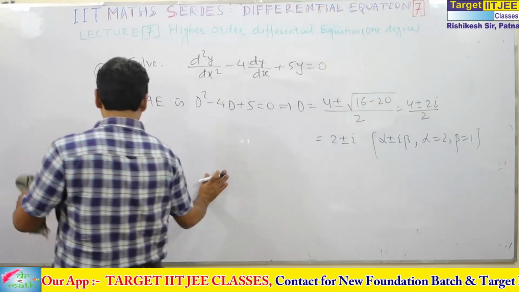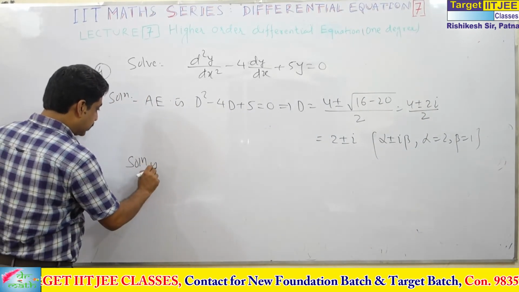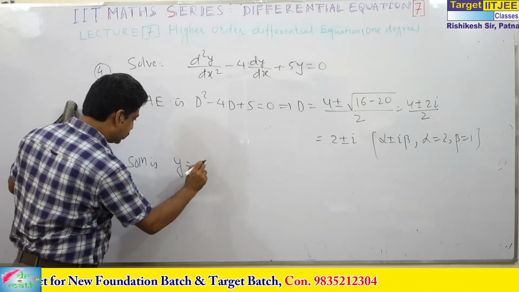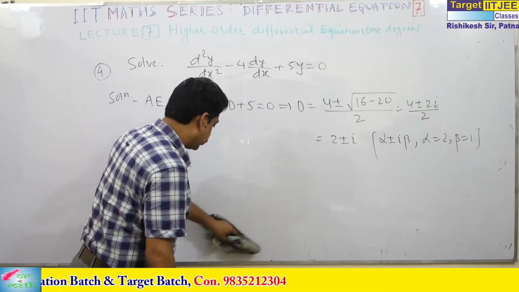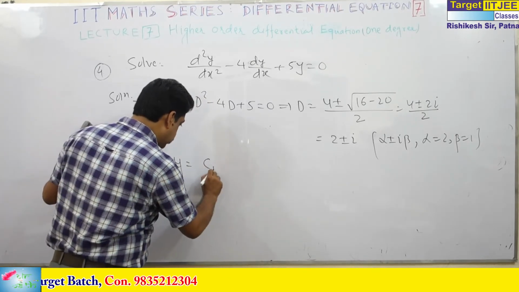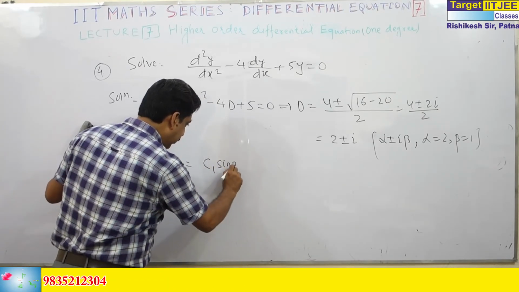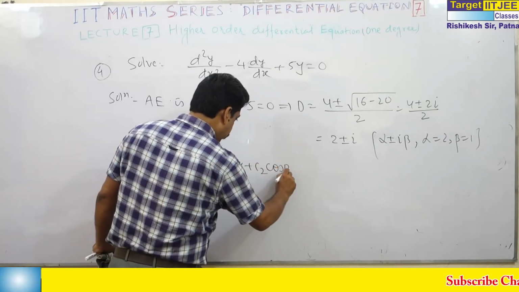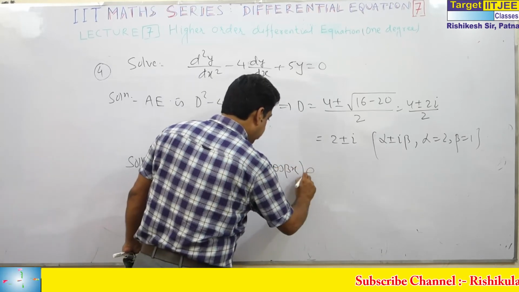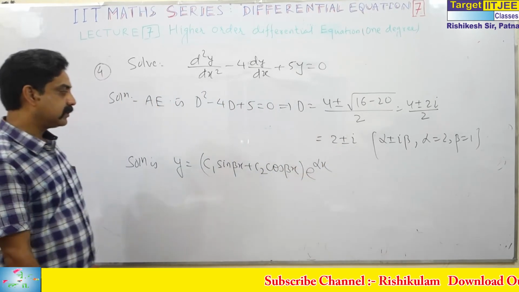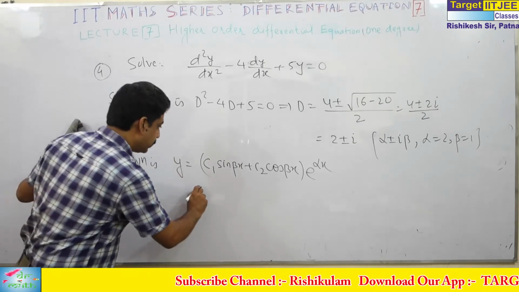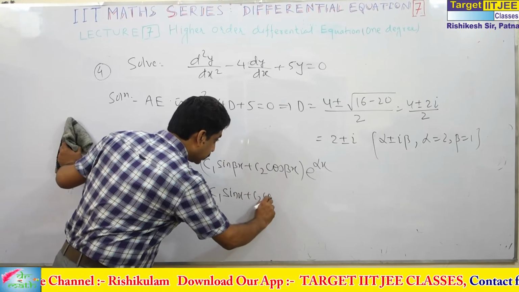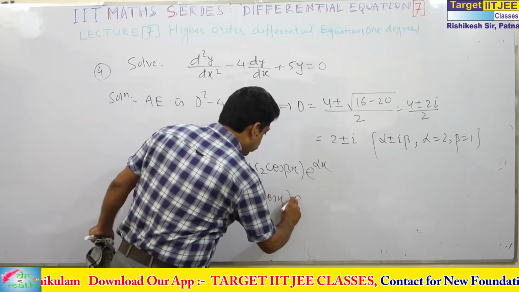So what is the solution? Recall the solution: y is equal to C1 sin beta x plus C2 cos beta x, into e to the power alpha x. This is the solution. So what is beta? This is C1 sin x plus C2 cos x into e to the power 2x.